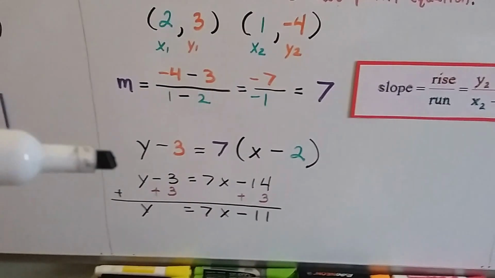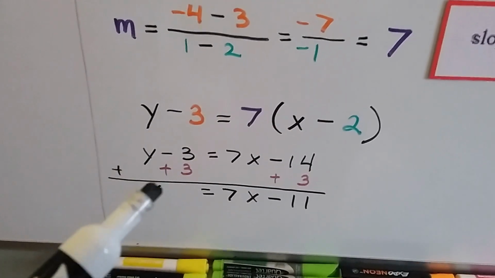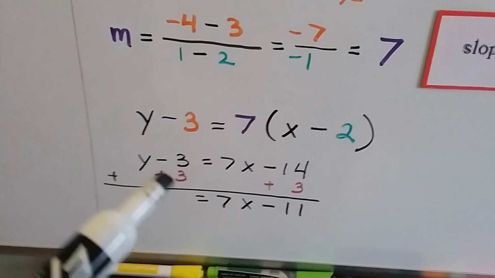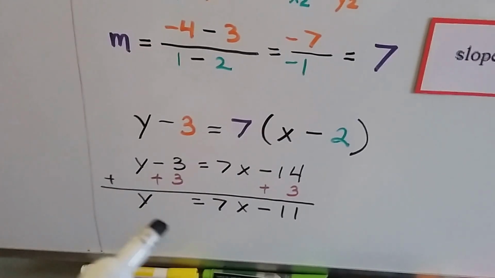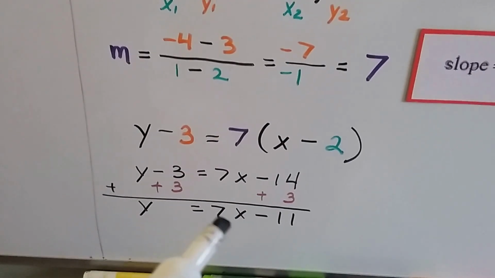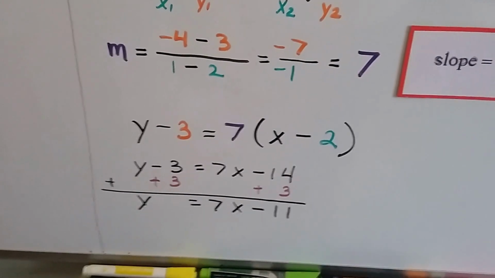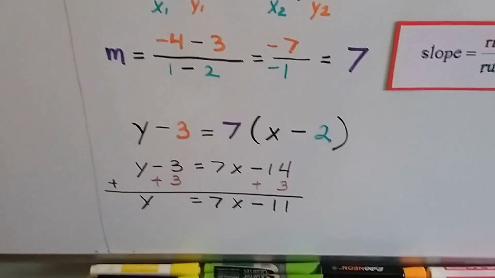We still have y minus 3 on this side, but we need to isolate this y. So we're going to add a 3 to this negative 3 right here and create a 0 pair and get y by itself. But then we have to add a 3 to this side. So we're going to get y equals 7x minus 11. That's it. That's our equation. That wasn't that hard, was it?